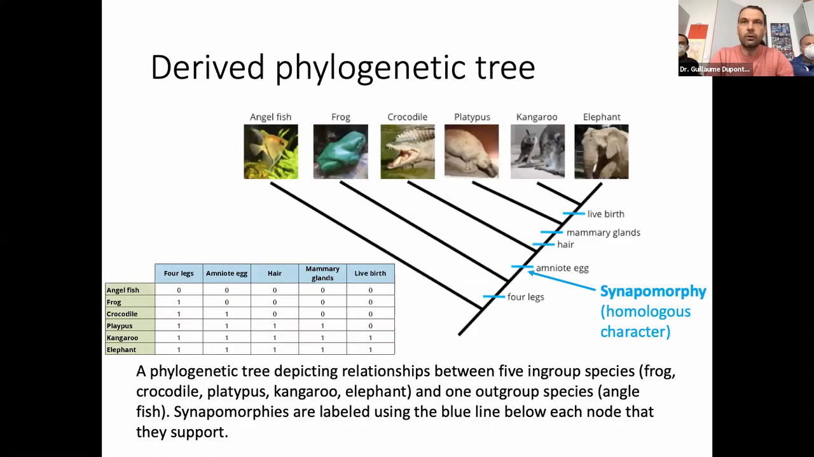So we have these characters, and then we can build a tree by looking at the presence of these synapomorphies. We ask, does the fish have legs? No. So it splits off. Then four legs is the synapomorphy for all these other species. The frogs don't have amnioid eggs, so they fall out. Crocodiles, platypus, kangaroos, and elephants have those, so they are one clade. Crocodiles don't have hair and don't have mammary glands, so they fall out next. So this way we can build a phylogenetic tree based on certain characters. This is a very simple example.